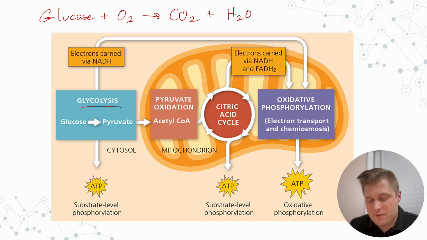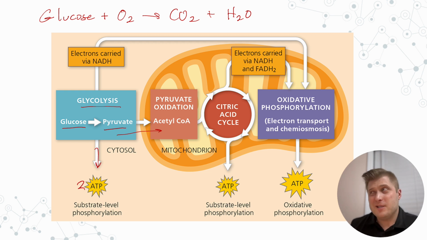Glycolysis is our process of breaking down glucose into pyruvate, which can go into the mitochondria then, but that process happens out in the cytosol. It's outside the mitochondria, it's in the cell, and it's going to make just a little bit of ATP. It's going to make two.